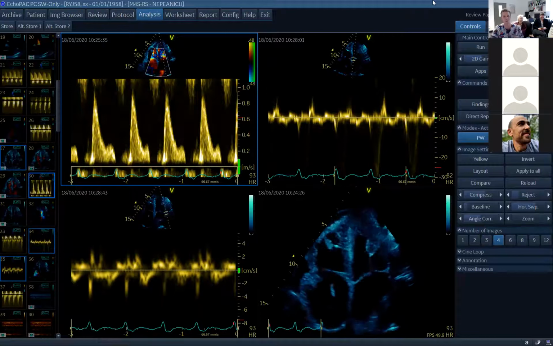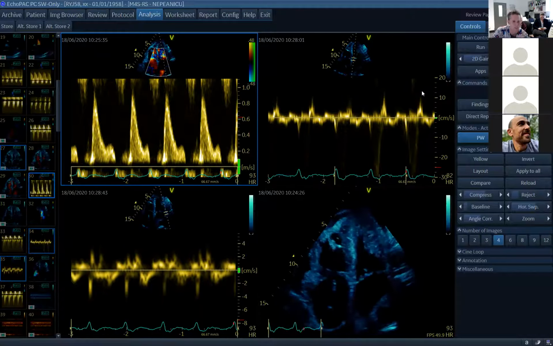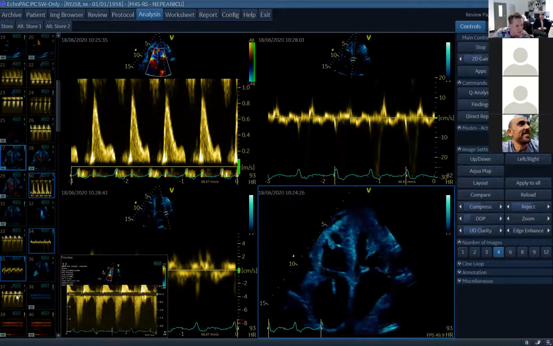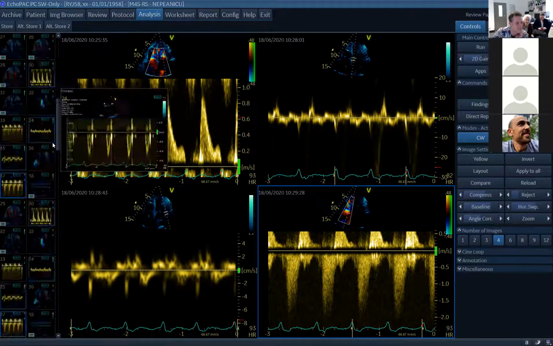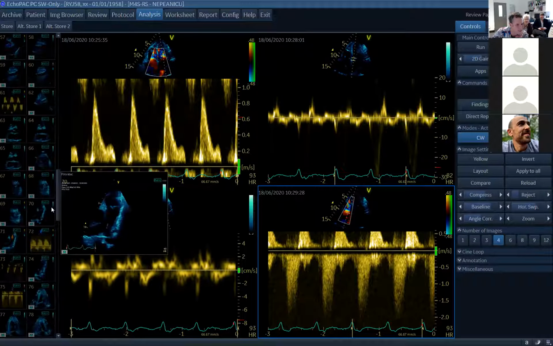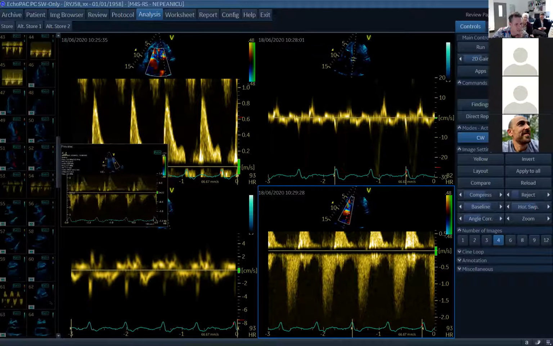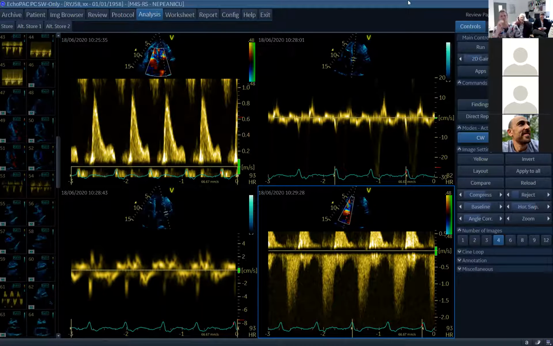All right, Sid, talk to me about diastolic function. You've already seen that one, that's tricuspid regurgitation. There's the TR. Okay, so top left, this one. Just give me the diastolic dysfunction. What grade is it?